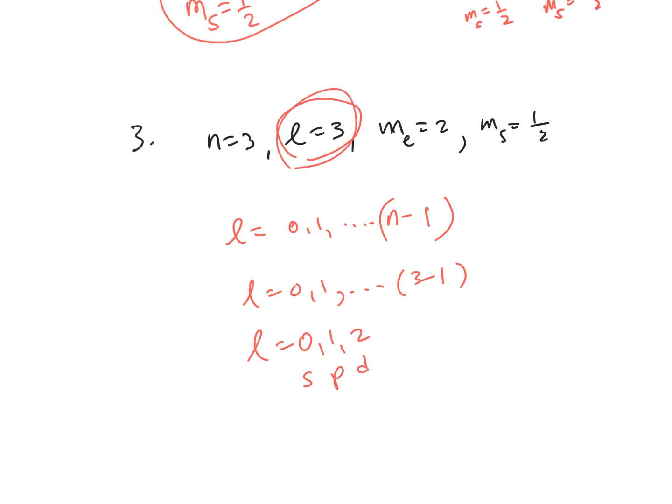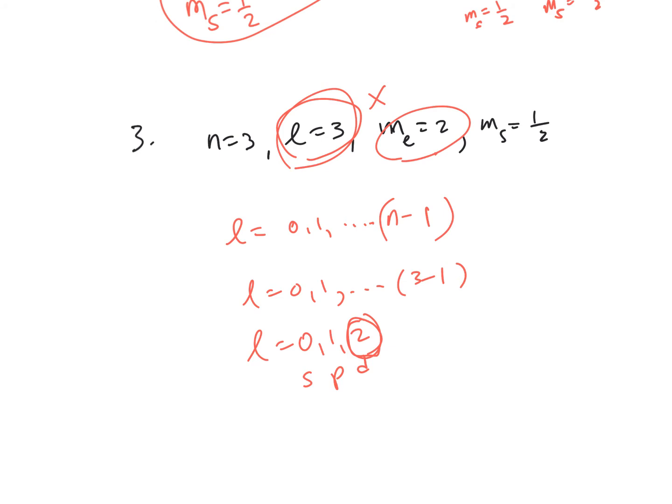So can L be 3? No, it can only go as high as 2 if n equals 3. So this is the one that's incorrect. If you have L equals 2, certainly you could have M sub L value 2 as well, because you can have 2, 1, 0, negative 1, and negative 2. So that's the issue, the second one, the L quantum number.